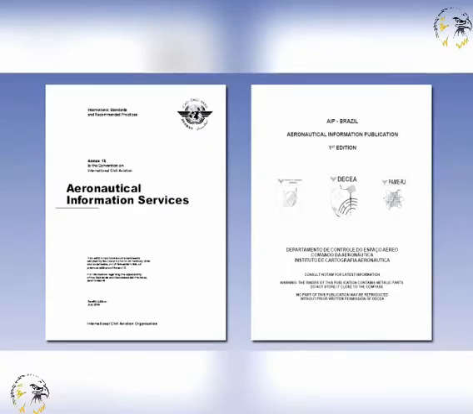The Aeronautical Information Service, AIS, has been established to ensure that the flow of all aeronautical information necessary for the safe and efficient navigation of international air traffic is maintained. Annex 15 of the ICAO Convention specifies the requirements for this important provision.